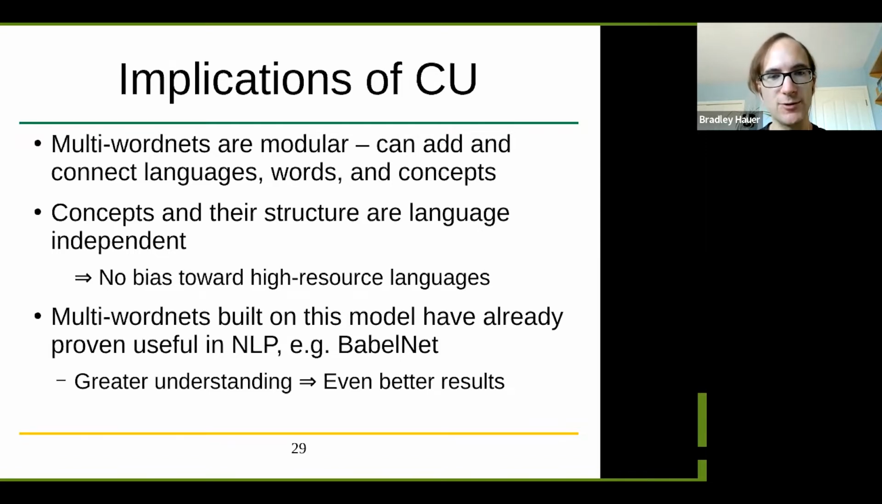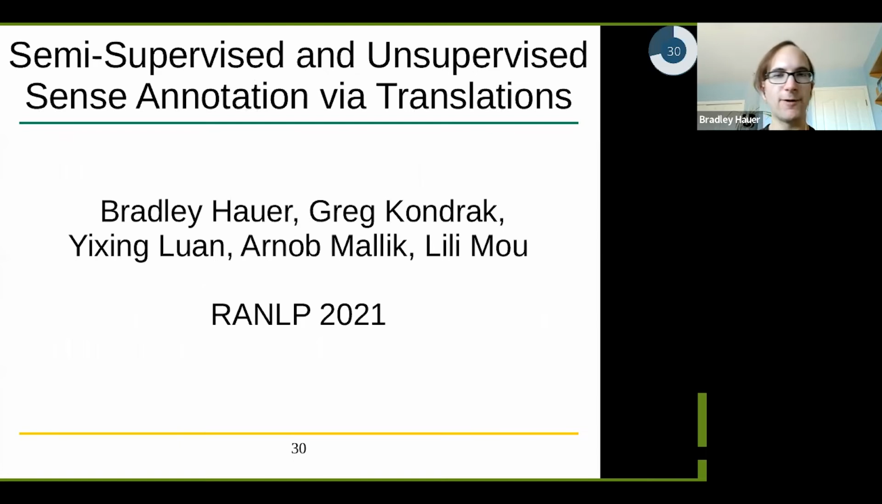We will be able to improve these resources and improve how they are used in order to achieve still better results. So that leads very nicely into the third and final part of my talk, semi-supervised and unsupervised sense annotation via translations. So this is joint work, again, not only between myself and my supervisor, but also with two other students in our group and another professor in this department. And this is work that was presented at RANLP, Recent Advances in Natural Language Processing, last year.